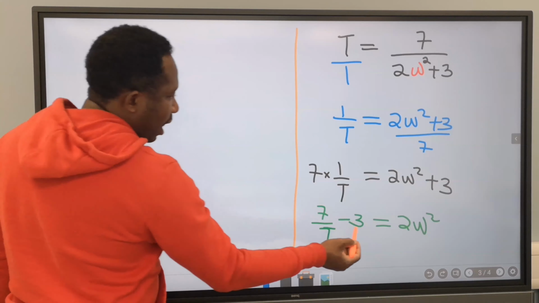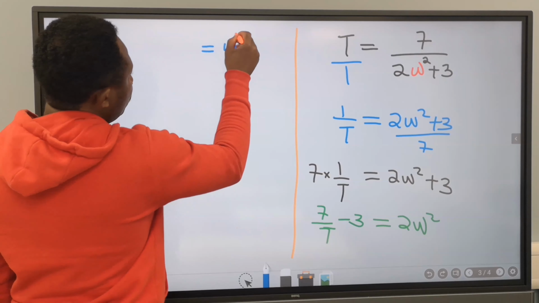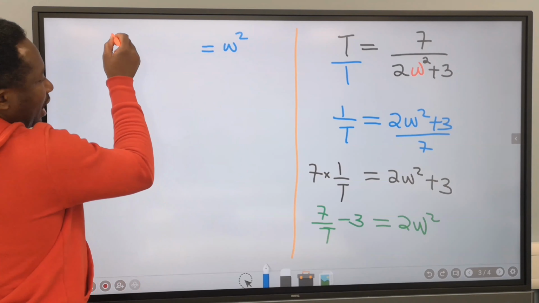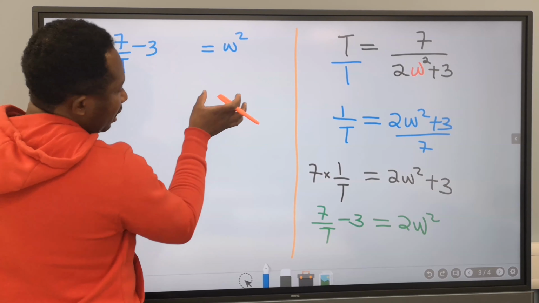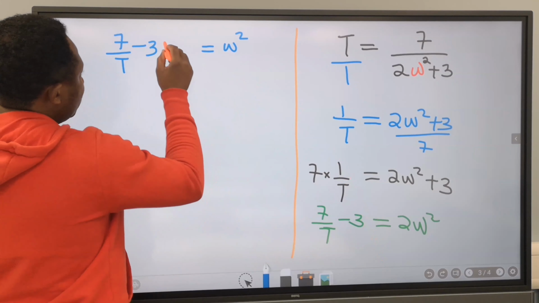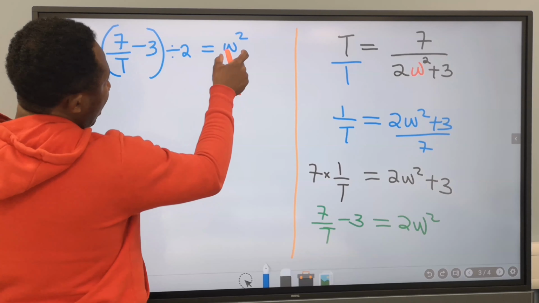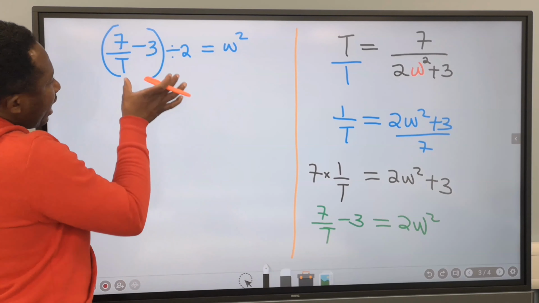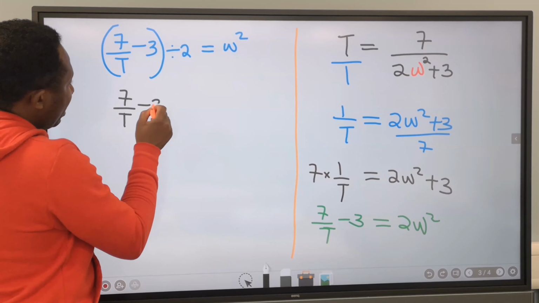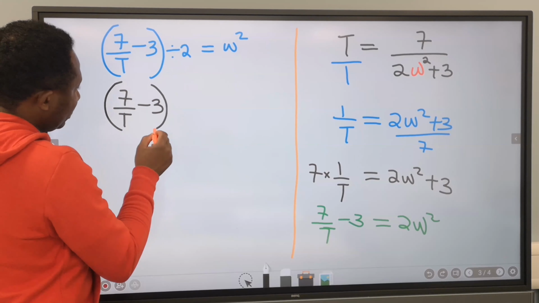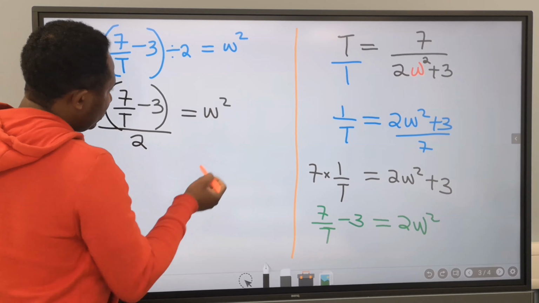Next, I want to make w the subject. On this side, I'm going to have w squared. On this side, I'm going to have 7 divided by t minus 3. The 2 is multiplying. This 2 will move across to divide. Now I have w squared. I can write this as 7 over t minus 3, everything divided by 2 is w squared.